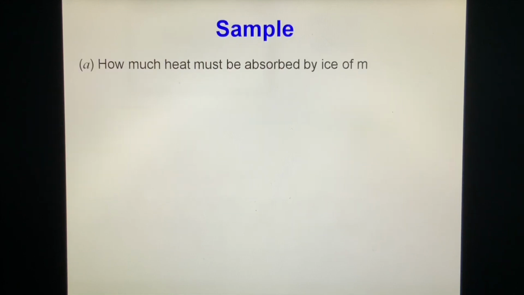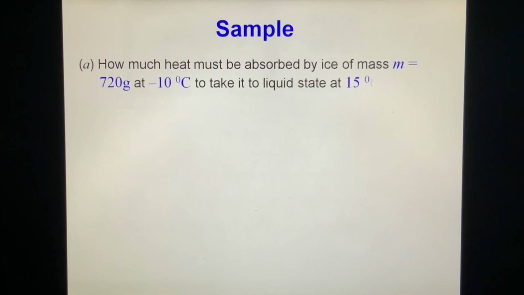Question A. How much heat must be absorbed by ice of mass M, 720 grams, at minus 10 degrees Celsius to take it to liquid state at 15 degrees Celsius? From minus 10 degrees to 15 degrees, the water undergoes three processes.